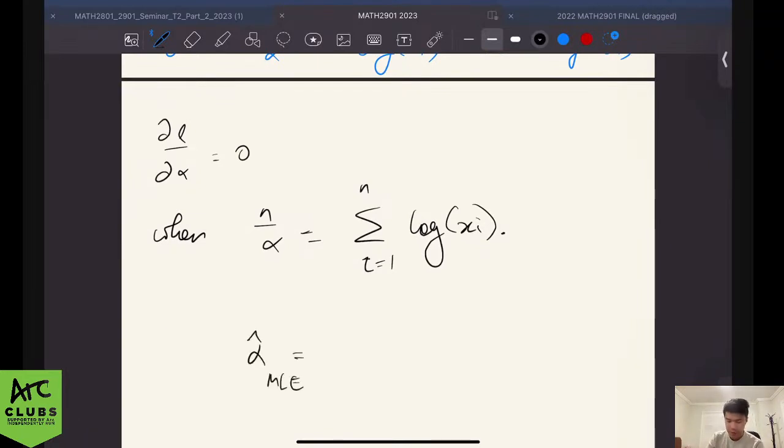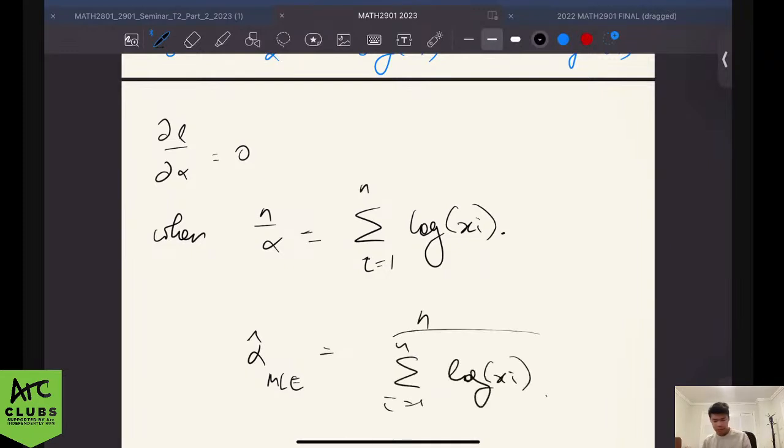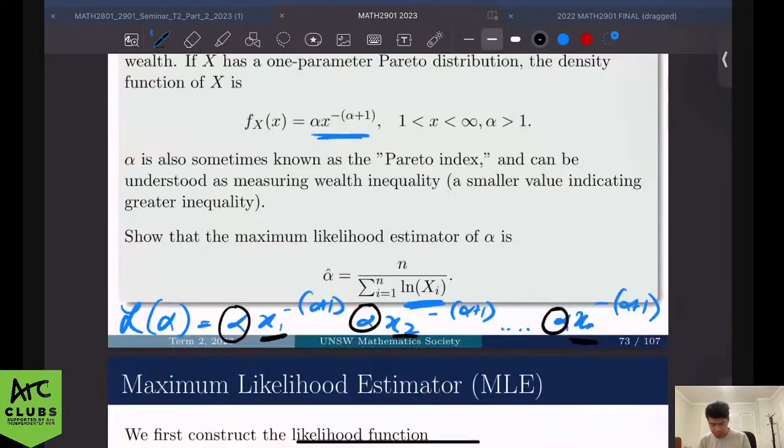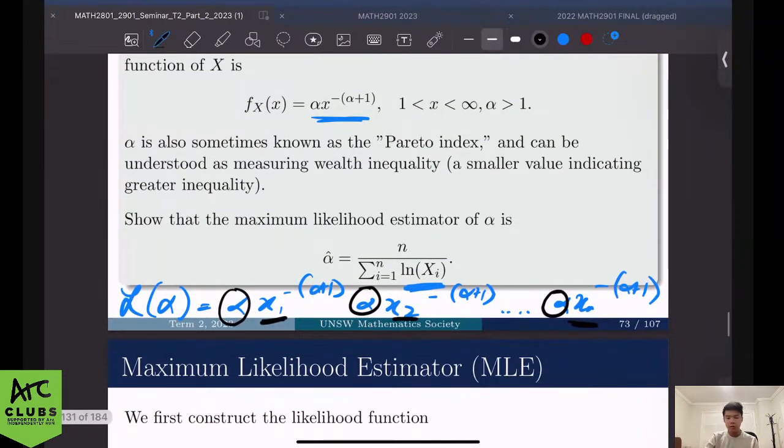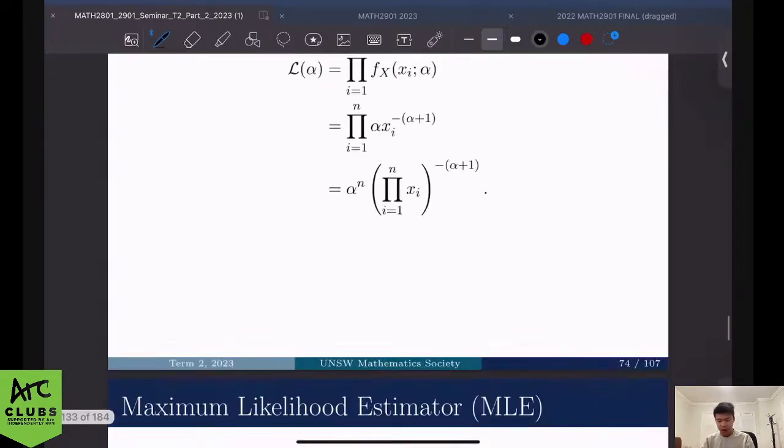And that's our MLE. It's equal to n divided by the sum. That's what we want, so we've got the correct answer. I'll leave you to read this if you want on the slides.